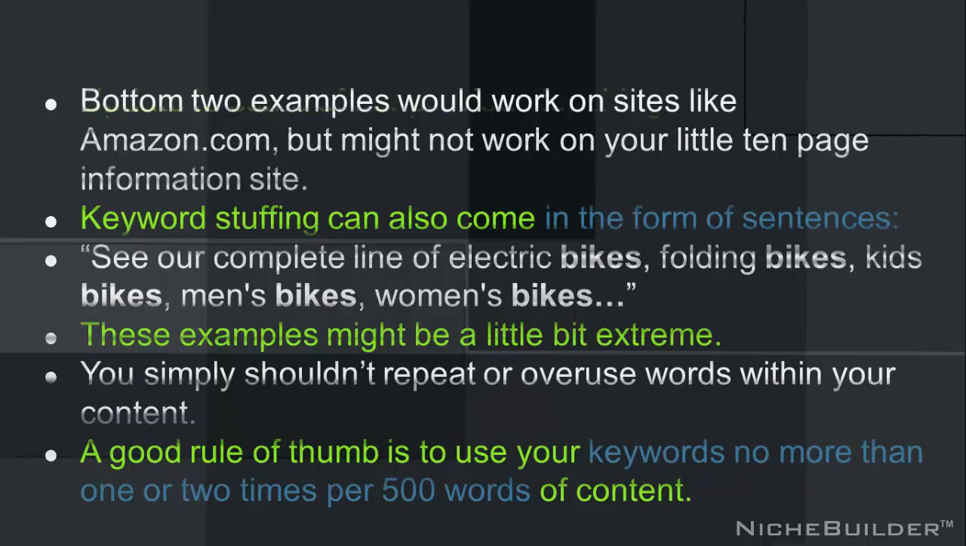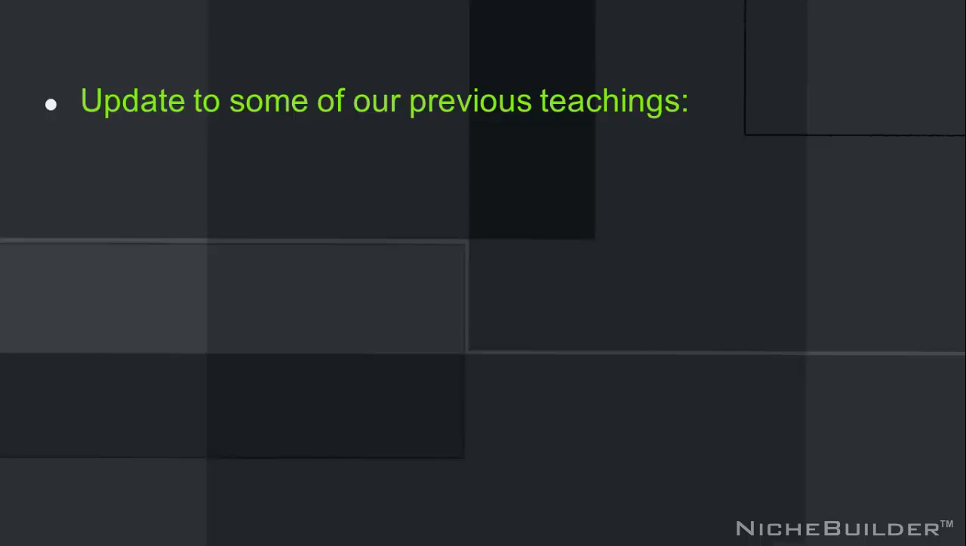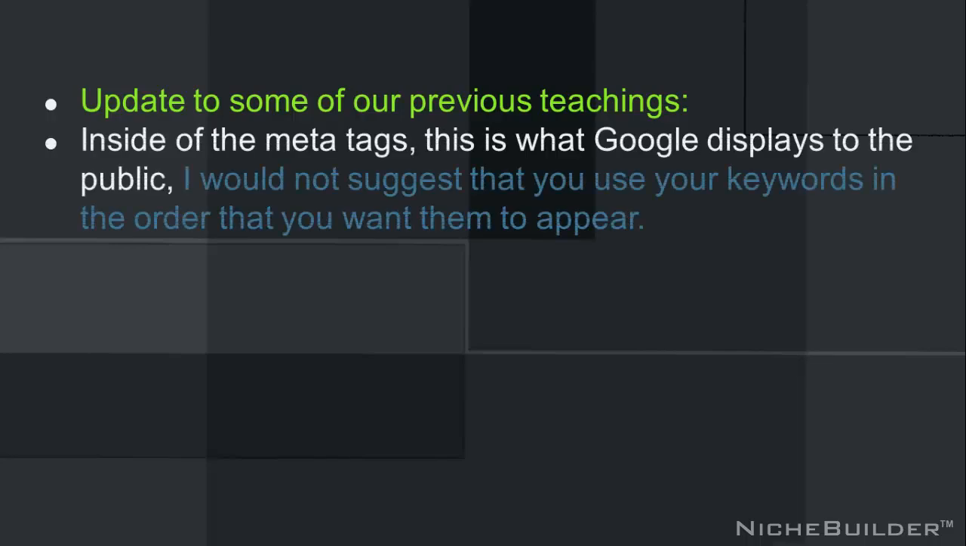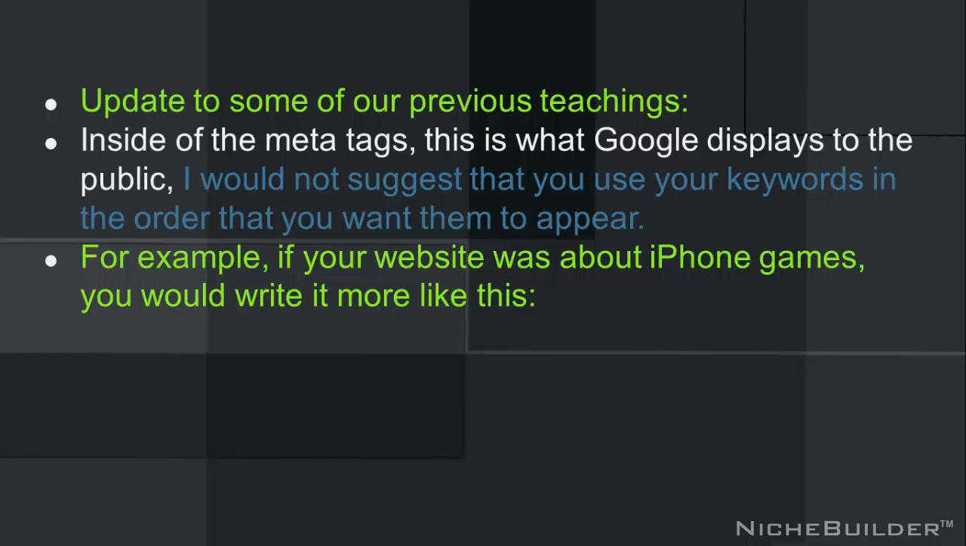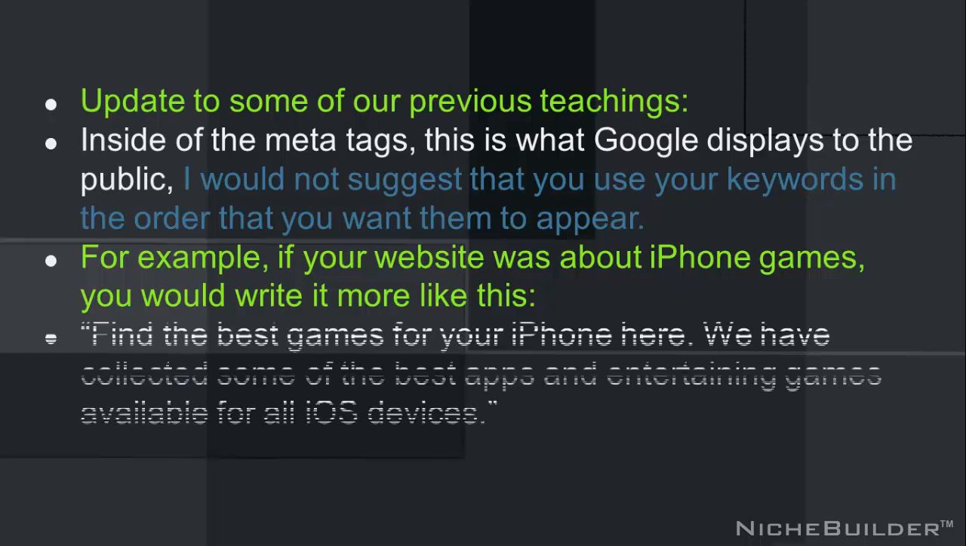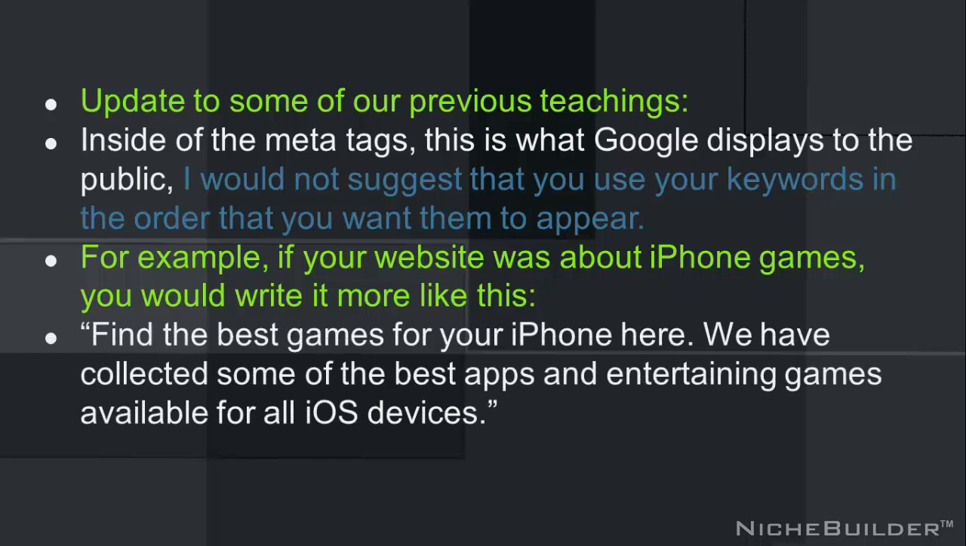of content. An update to some of our previous teachings is, inside of the meta tags, this is what Google displays to the public. I would not suggest that you use your keywords in the order that you want them to appear. For example, if your website was about iPhone games, you would write it more like this. Find the best games for your iPhone here. We've collected some of the best apps and entertaining games available for all iOS devices.